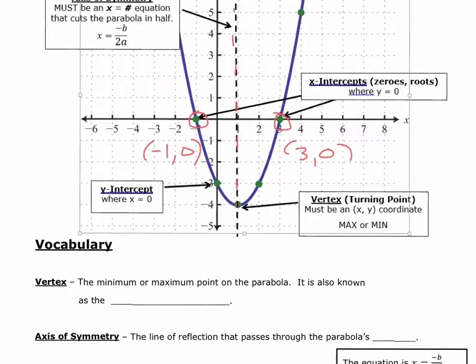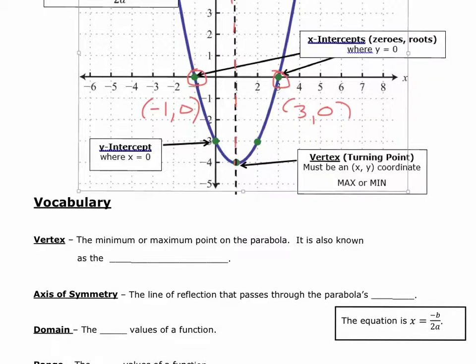Then we have our y-intercept, and that is just where it crosses the y-axis. So there it would be 0, 3. And then our vertex, or our turning point, must be an xy coordinate.